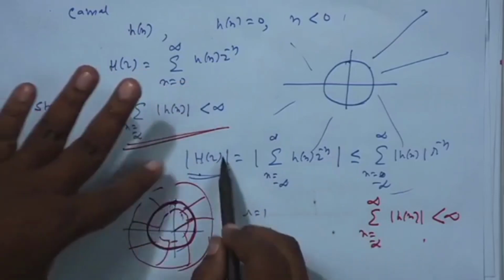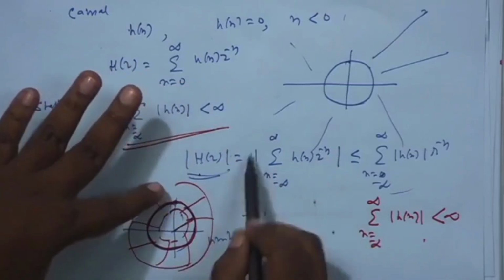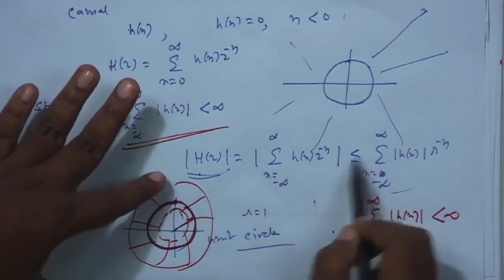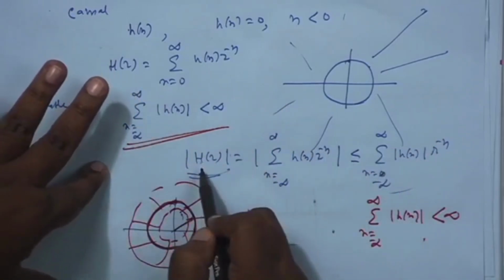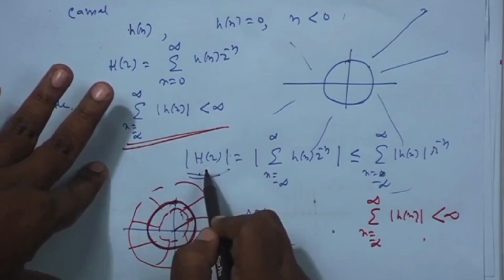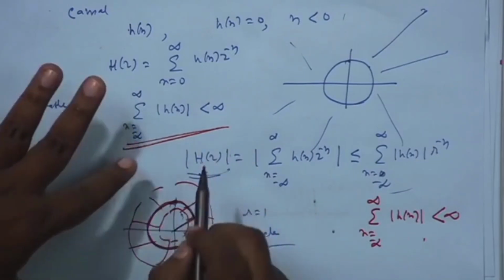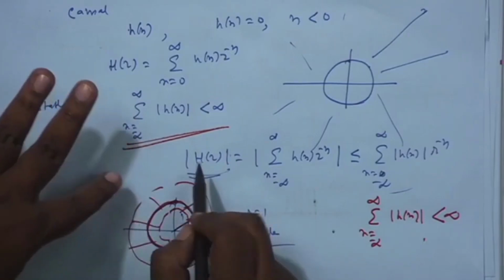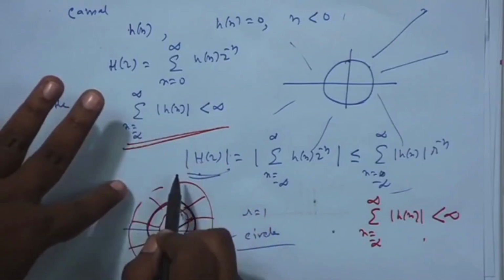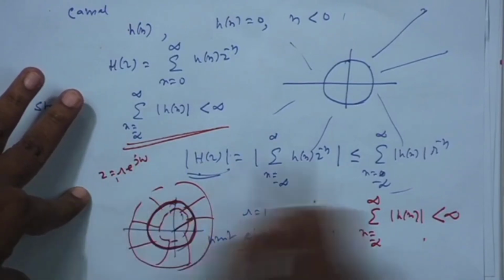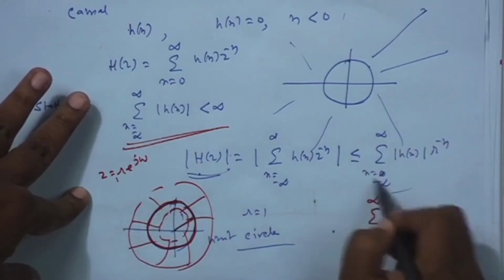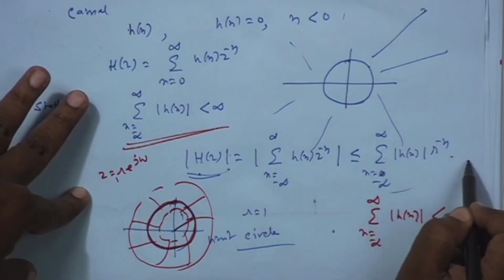So, I took the summation of H(z), applied mod over that, and mod of this is less than or equal to summation mod H(n) r to the power minus n. So, if mod of H(z) is to exist, that is, if you are considering the ROC of H(z), I am picking z from the ROC, where z is in general r e to the power j omega, then for that r, this summation should be finite.